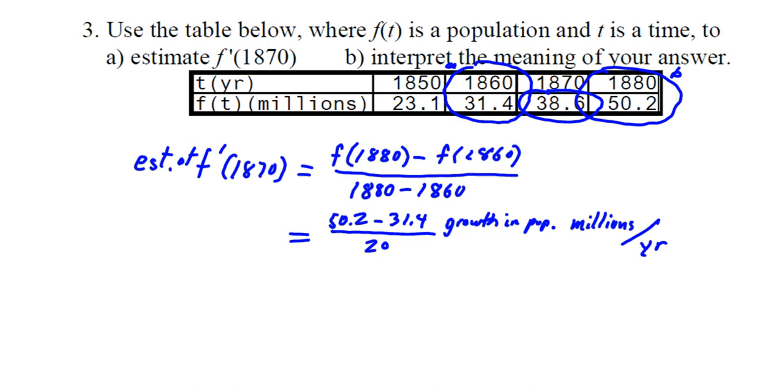Now, also with AP standards, we could have used 1860 and 1870, or we could have also used 1870 and 1880. To me, logically, it usually works best on either side of the value in question.